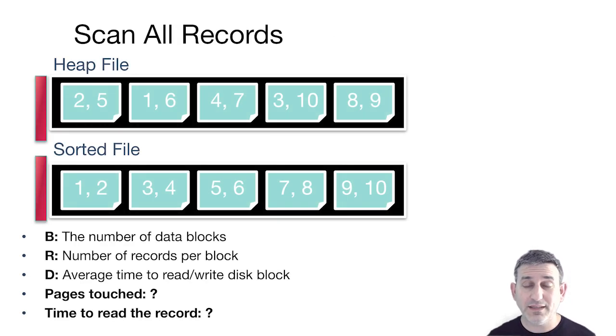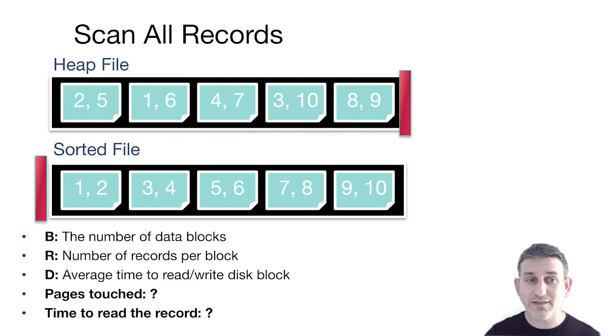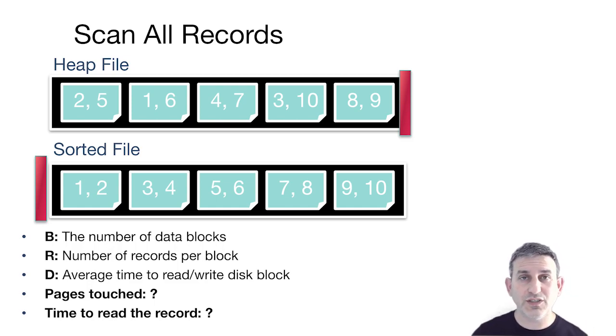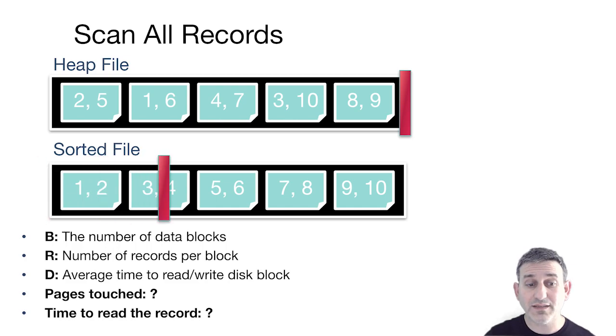Okay, before we calculate this, let's just get some intuition on how this works. So if we need to scan all the records in a heap file, pretty directly what we're going to do is just read each block of the file in order. So we're going to scan through all the blocks. For a sorted file, the fact that the records are sorted doesn't really change anything. We still need to scan through all the blocks. And so these basically have the same file access pattern and will cost the same.